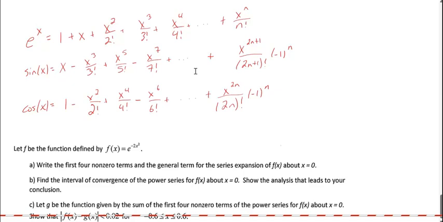Hey, wait a moment. Cosine is the derivative of sine, isn't it? What happens if you take the derivative of x? It's 1. What happens if you take the derivative of this messy term? I'll do it over here. I would have 3x squared over 3 factorial. Well, the 3 factorial is 3 times 2 times 1, so those cancel. That gives me x squared over 2 times 1, which is x squared over 2 factorial.